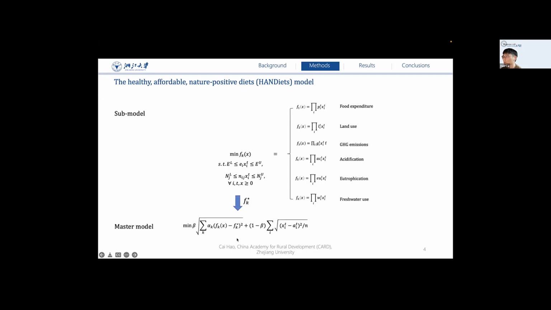The first part of the master model tries to find an ideal solution using FK star as a parameter, and the second part of the master model represents a dietary shift from a representative diet A in China. The parameter beta is the dietary transformation strength, DTS, and the parameter alpha represents the weights assigned to food expenditure and environmental impacts. The nutrition data is from the USDA database, and the food prices are projected by MACPI BAU1. The environmental impacts data is from some literature.